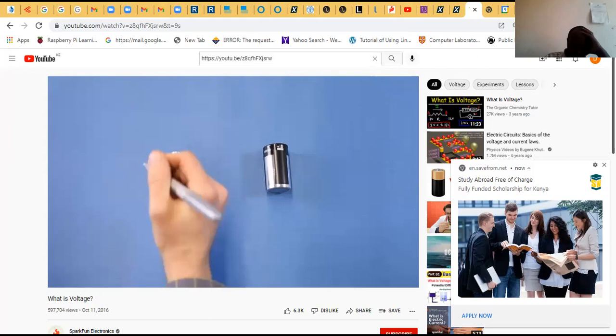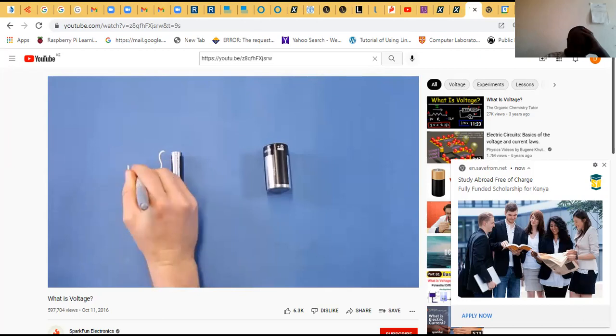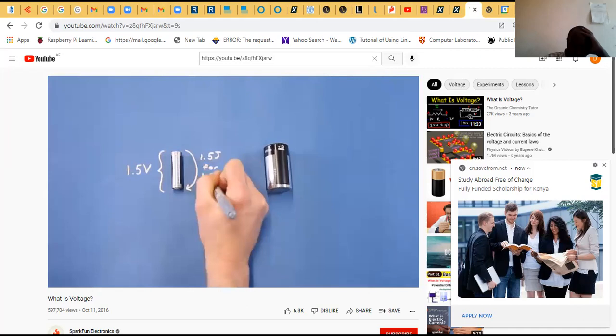Let's take a look at a battery. It doesn't really matter how far apart the terminals of a battery are. The chemicals inside a battery determine the electrical potential between the terminals. A fully charged AA alkaline battery is listed as having 1.5 volts. That means each coulomb of charge moving from one end of the battery will do 1.5 joules of work.